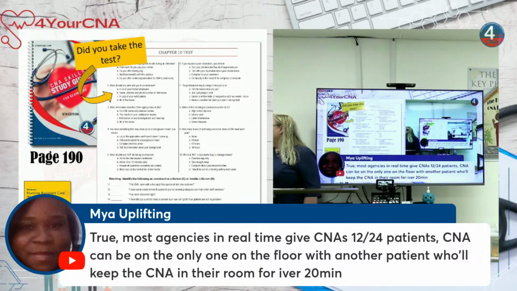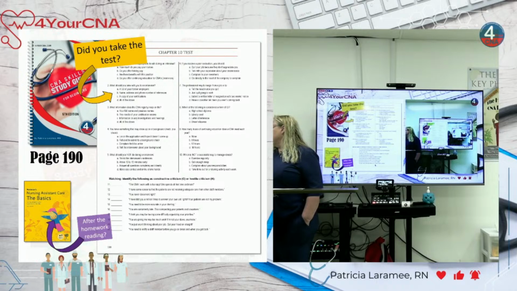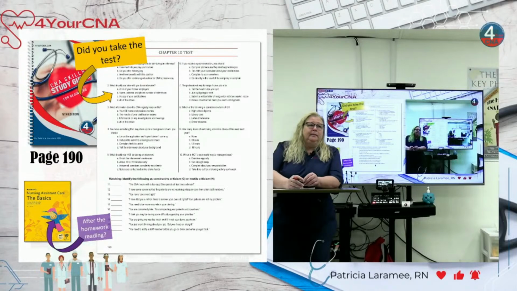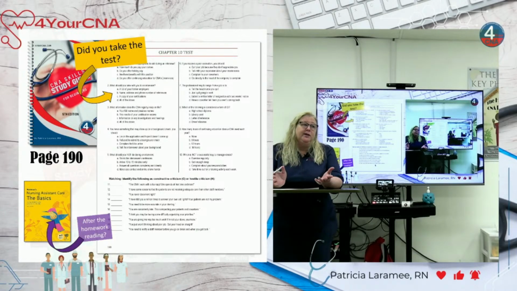True. Most agencies in real time give CNAs 12 to 24 patients. A CNA can be the only one on the floor. Now, this is a problem. You're absolutely right, Maya. So let me talk about that really quickly. Time management is the name of the game. You got a lot to do and not much time to do it. Even if you're working 12-hour shifts, there's a lot to do.